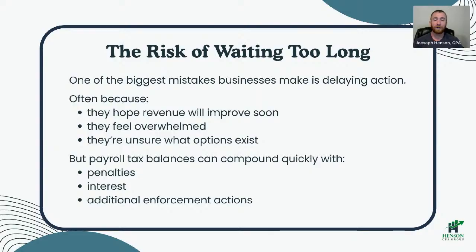The risk of waiting too long. One of the biggest mistakes businesses make is delaying action. I know last week we said, hey, don't rush in. With this, it's a little different. Get representation immediately. CPA, Henson CPA Group, EA, lawyer. But by delaying, often it's because they hope revenue will improve soon. They feel overwhelmed. And then business owners are unsure what options really exist. But payroll tax balances can compound quickly with penalties, interest, and there are other additional enforcement actions.